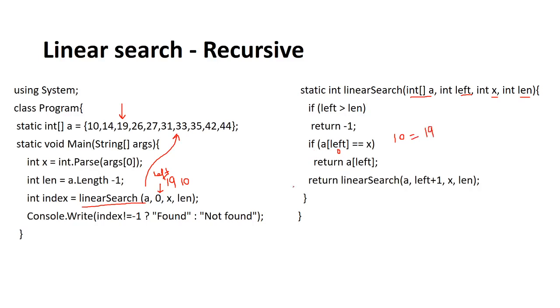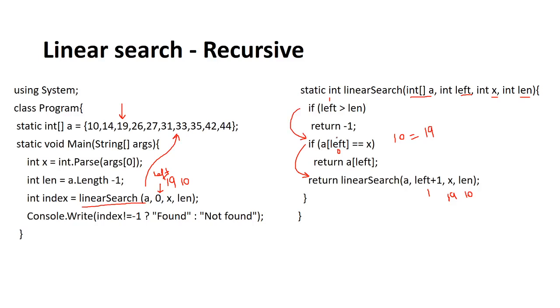So it will not come inside, it will jump outside, it will come here, and it will say, okay, now search for value within this array, search for left plus 1. Left plus 1 means 0 plus 1 is 1. And the value of x, I know that this is 19, still the same, and the length is still the same. So it is calling again with a new value now. Now the left is 1. Is 1 bigger than length? No. Okay, come down.